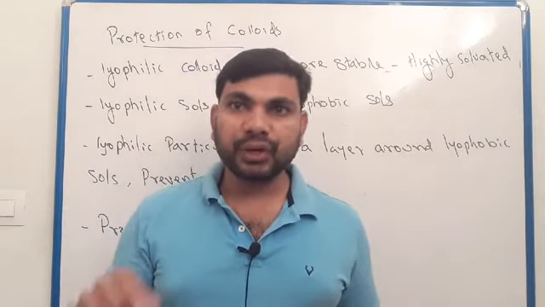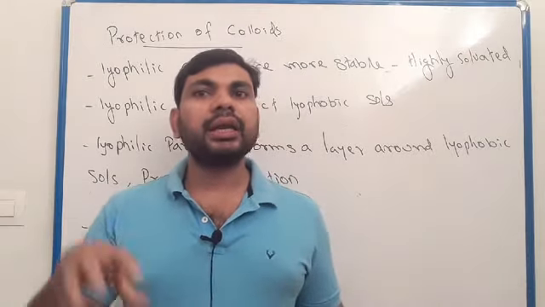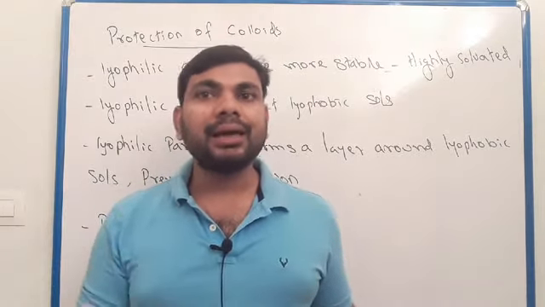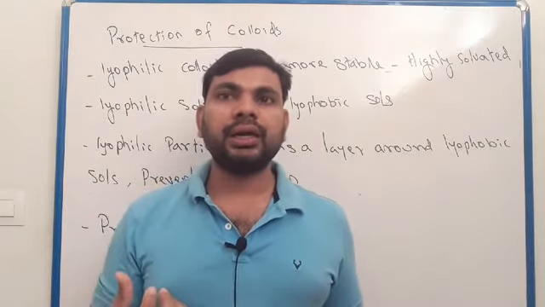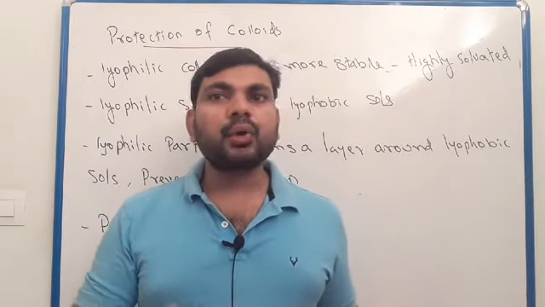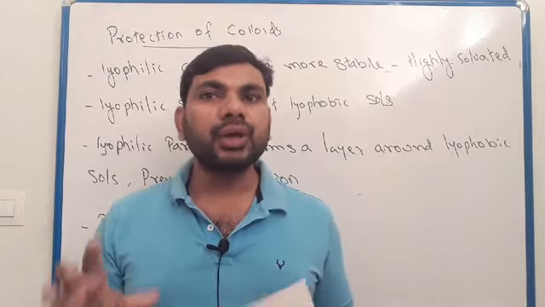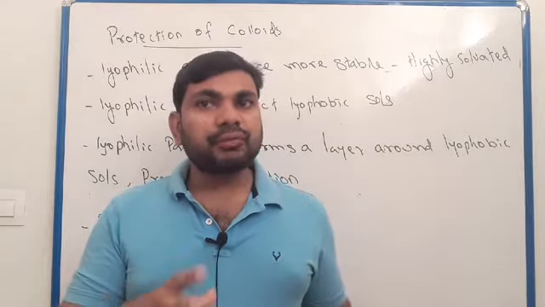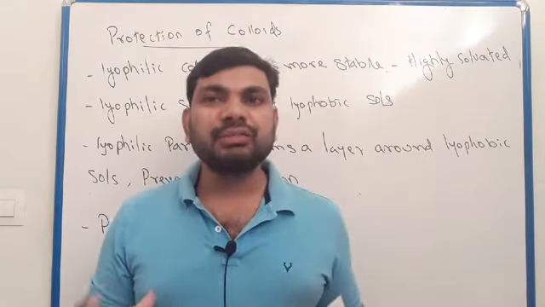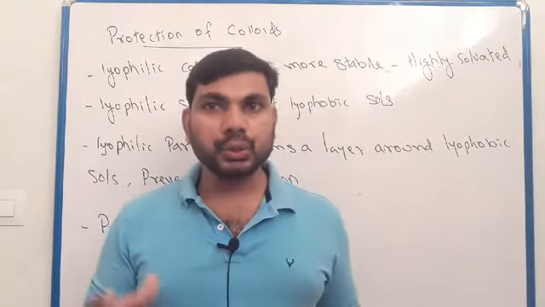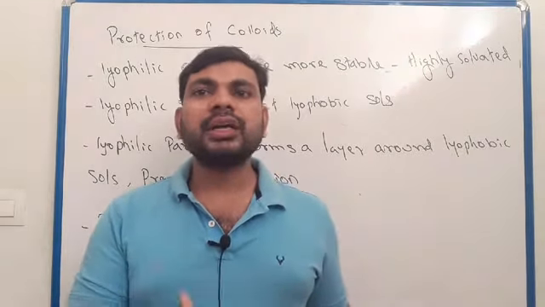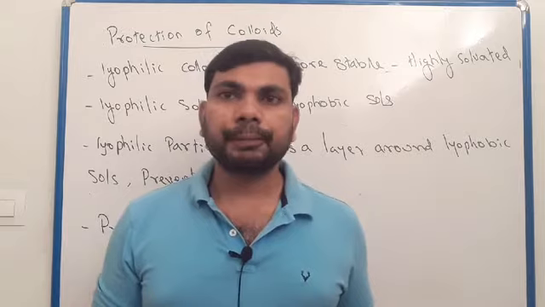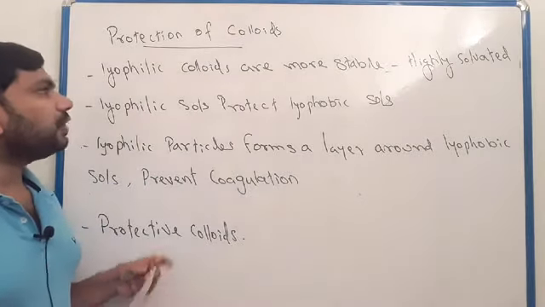Protection of colloid. When you mix lyophilic colloid in lyophobic colloid, lyophilic colloidal particles make a layer around lyophobic colloid, and it prevents coagulation or precipitation of lyophobic colloid. Lyophilic colloid used for this process is called protective colloid. Lyophilic colloid used to protect lyophobic colloid. Such types of lyophilic colloid are called protective colloid. Clear?